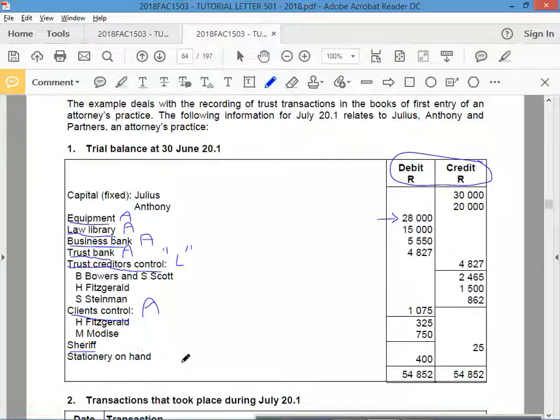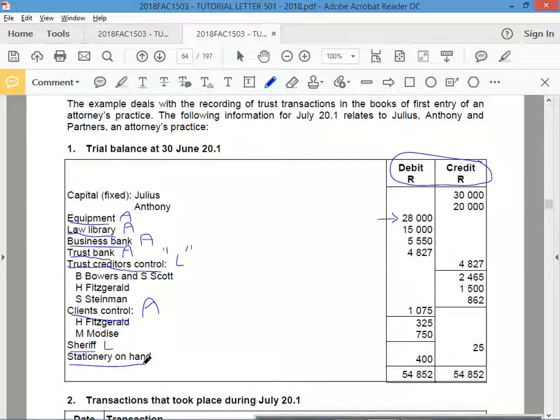Okay, but I guess they're assuming, well, you guys are in the law industry. When you see the word sheriff, you would know that that would be, how can I put it, a resource that you can use to help you render your service. Okay, so this would have been a liability only because it's payable. Okay, a fee that's payable. And then stationery on hand.